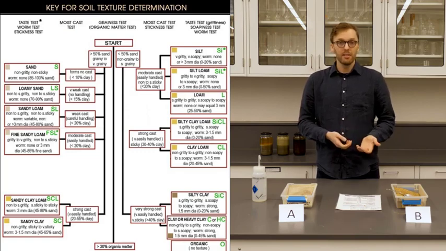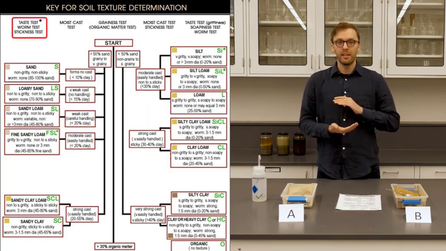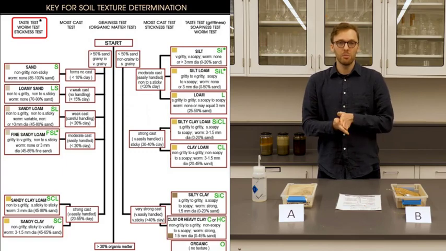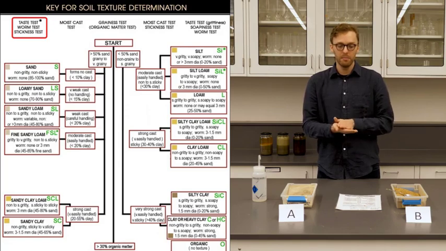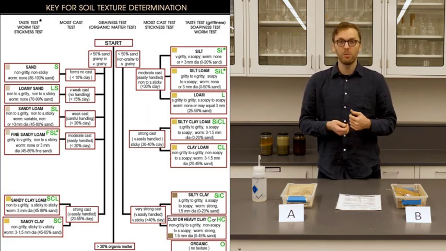The next and final step is the worm test. So we take our soil cast and roll it between our hands, and depending on how thin we can get our soil cast or soil worm, we can determine which soil texture class we have.